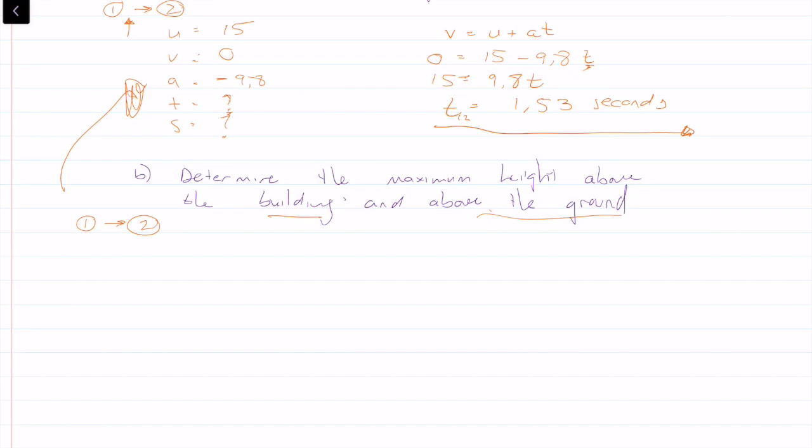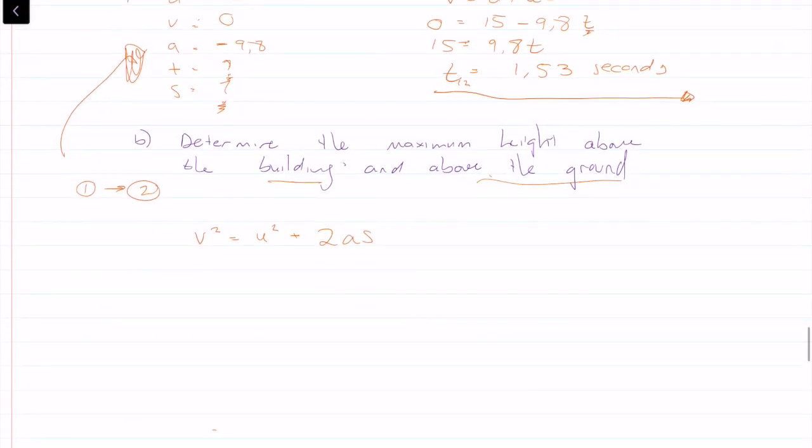So I look for an equation used to figure out the displacement, and I can use the equation v squared is equal to u squared plus 2 times the acceleration times the displacement. So the final velocity is 0 squared, equal to u squared, which was 15 squared, plus 2 times acceleration, which is minus 9.8, times the displacement, which is the unknown. So I'm going to have 15 squared over 2 times 9.8 is equal to my displacement. That's an S, displacement.